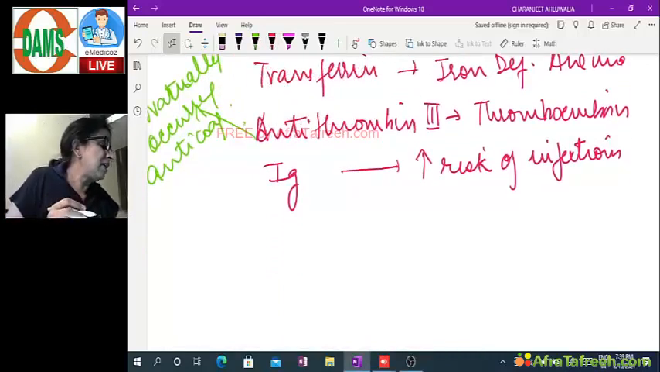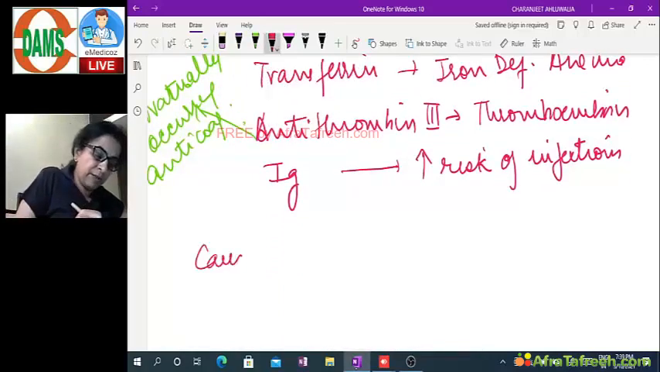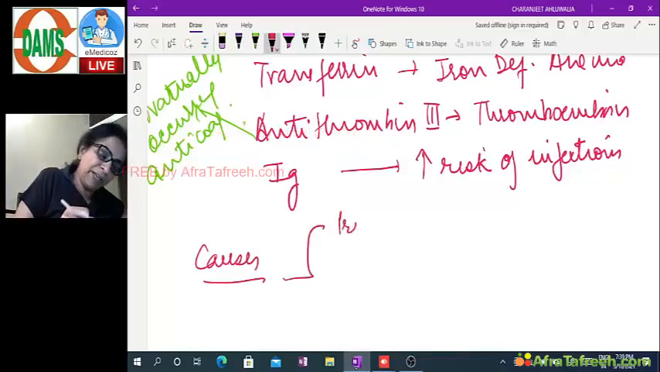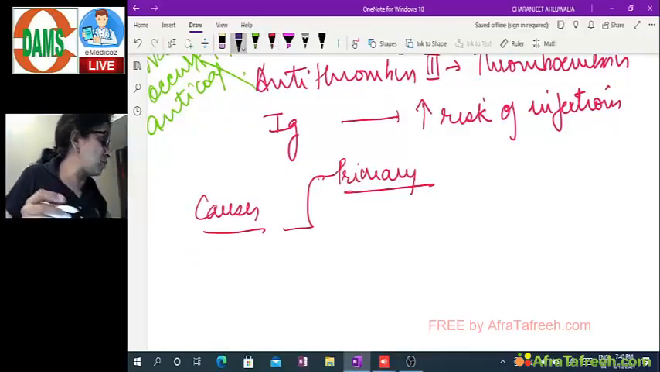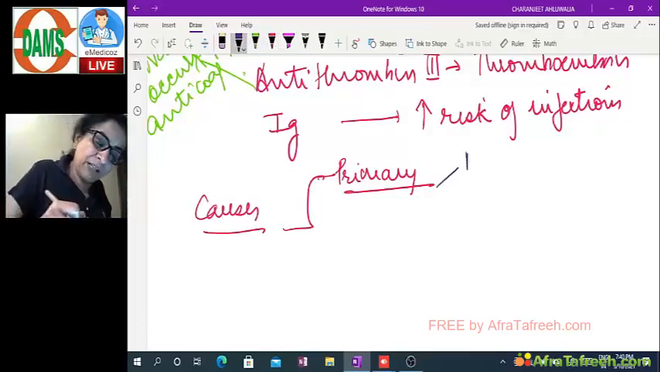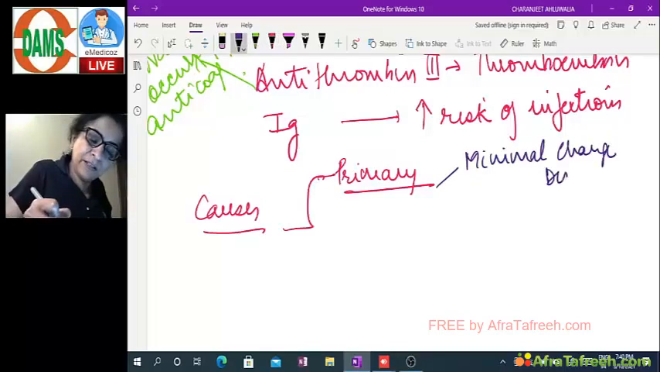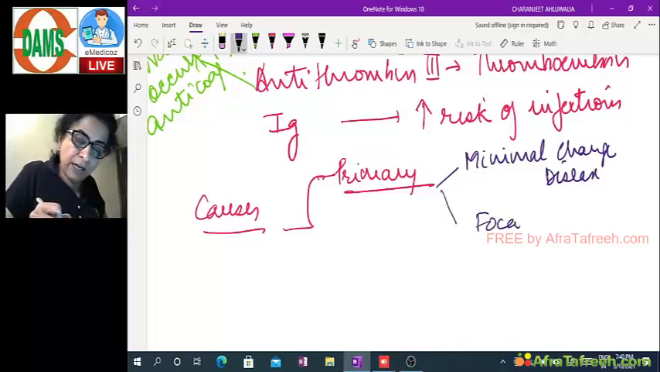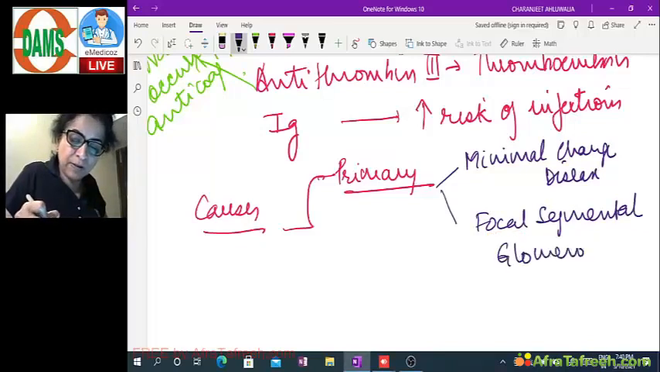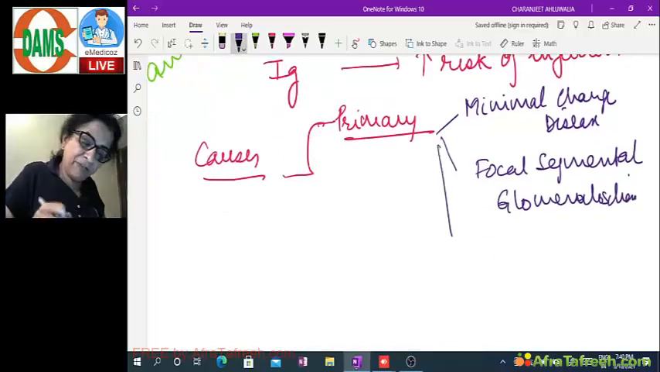Okay, now let us see the causes of nephrotic syndrome. Causes can be primary, so primary glomerulonephritis can cause nephrotic syndrome, or causes can be secondary. First let us look at the primary ones. Number 1 is minimal change disease. This is the primary disease of the glomeruli of the kidney causing nephrotic syndrome. Second is focal segmental glomerulosclerosis. Third is membranous nephropathy.